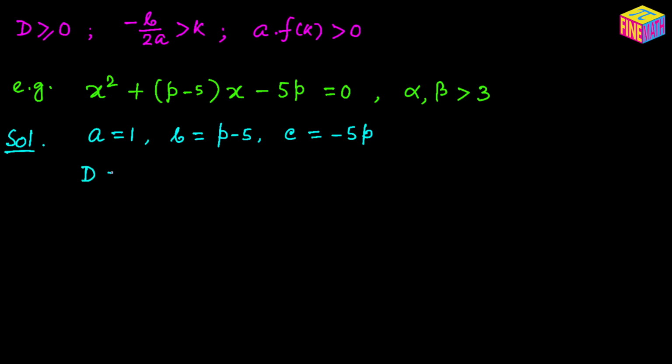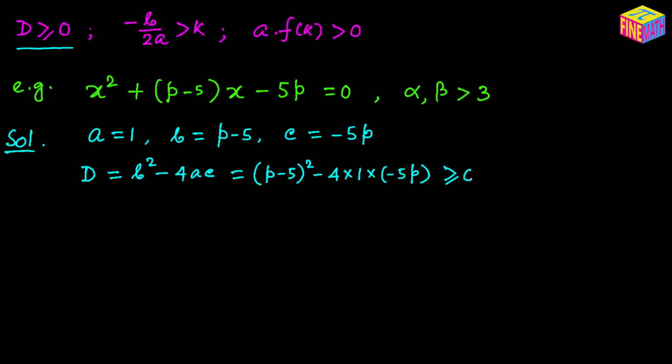Now what is the discriminant? Well, the discriminant is b squared minus 4ac. Now if we substitute the values, then what is b squared? Well, b is actually p minus 5, so we can say p minus 5 whole squared, minus 4 times a, which is 1, times c, which is negative 5p. And what is the first condition there? Well, the first condition says that the discriminant must be greater than or equal to 0. So according to the first condition, this value must be greater than or equal to 0.